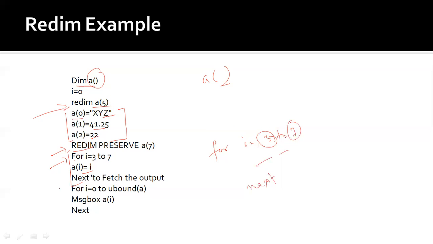Then here is the next For loop, which is used to display the items or elements of the array. For I is equal to 0 to UBound. UBound means the upper bound of an array, meaning the last index value, and we are displaying each and every value of this array with the help of this For loop.